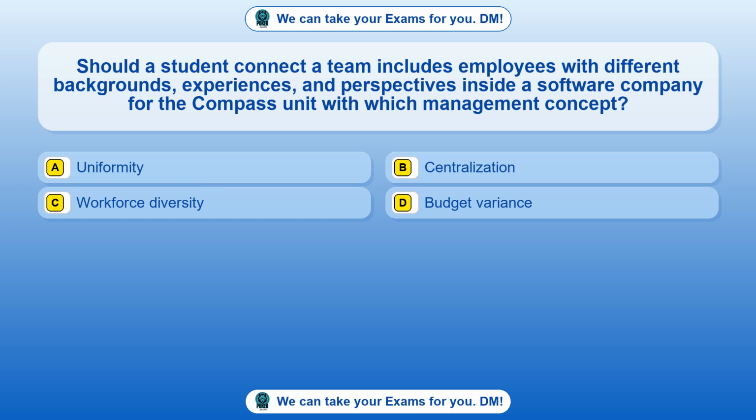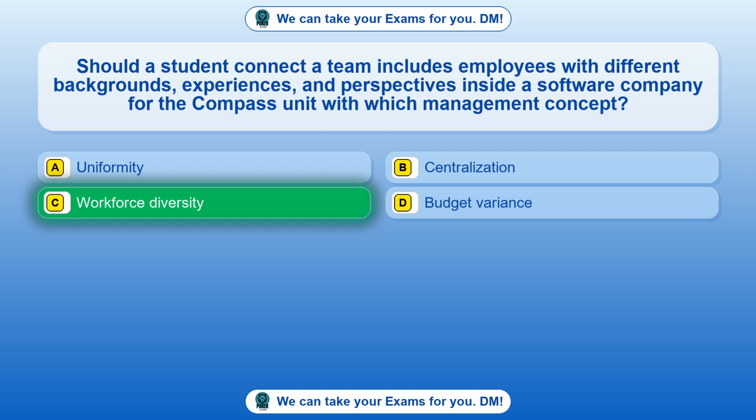Question 52. Should a student connect a team includes employees with different backgrounds, experiences, and perspectives inside a software company for the Compass unit with which management concept? Option A, uniformity. Option B, centralization. Option C, workforce diversity. Option D, budget variance. The correct answer is option C, workforce diversity.